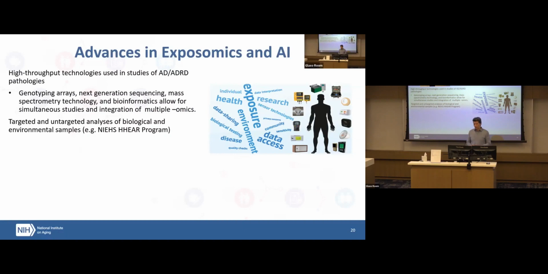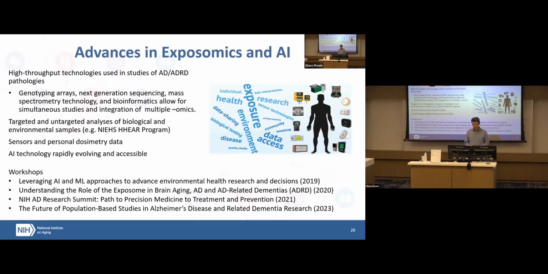So for instance, using data from the NIH HERE program, but then also leveraging sensors and personal dosimetry data, and with the advent of artificial intelligence and wider adoption of machine learning and large language models, it really is evolving extremely rapidly and becoming more accessible. So we have had a number of workshops looking at AI through the years, and I think the technology is on the cusp of being more accessible to researchers.